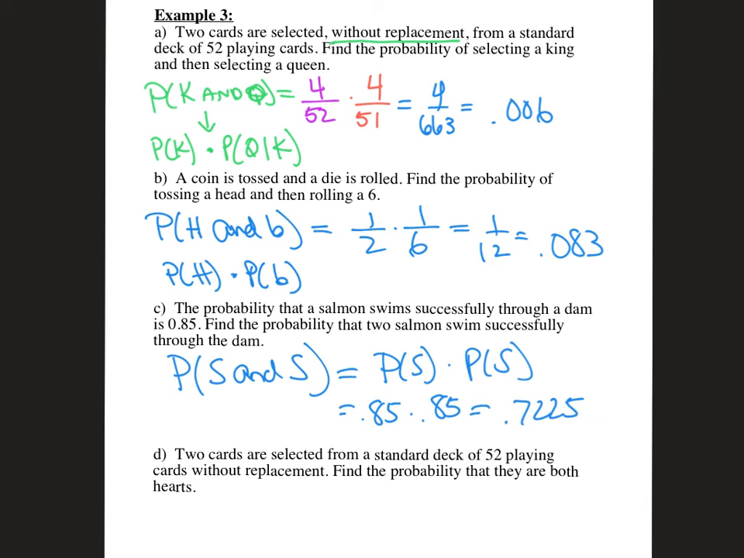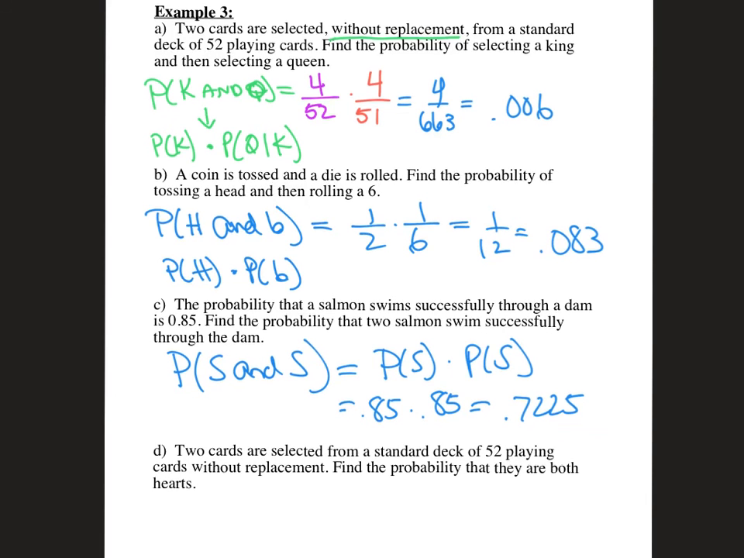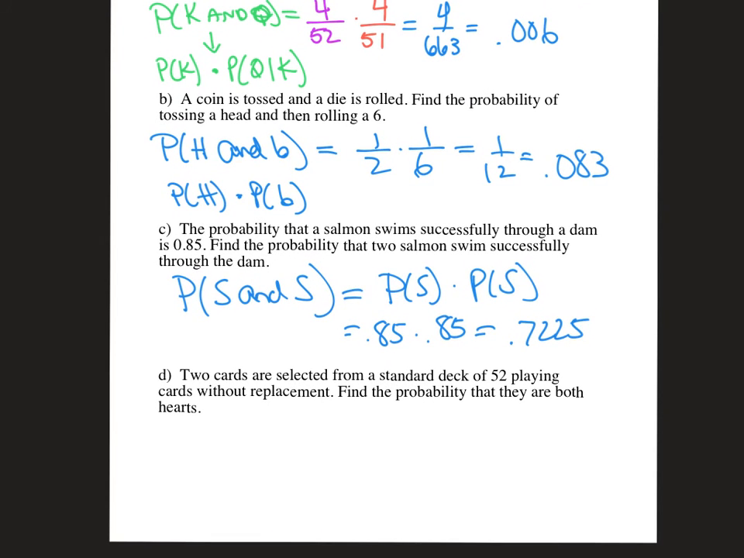And then the last one, 2 cards. And guys, I'm sorry, I gotta move this up a little bit. Okay, 2 cards are selected from a standard deck of 52 playing cards without replacement. Find the probability that they are both hearts. So, probability of heart and heart. Again, because of this whole without replacement thing, these guys are going to be dependent upon each other, so we have to actually look at this. So this is going to be probability of a heart times the probability of a heart, given that I already pulled a heart.